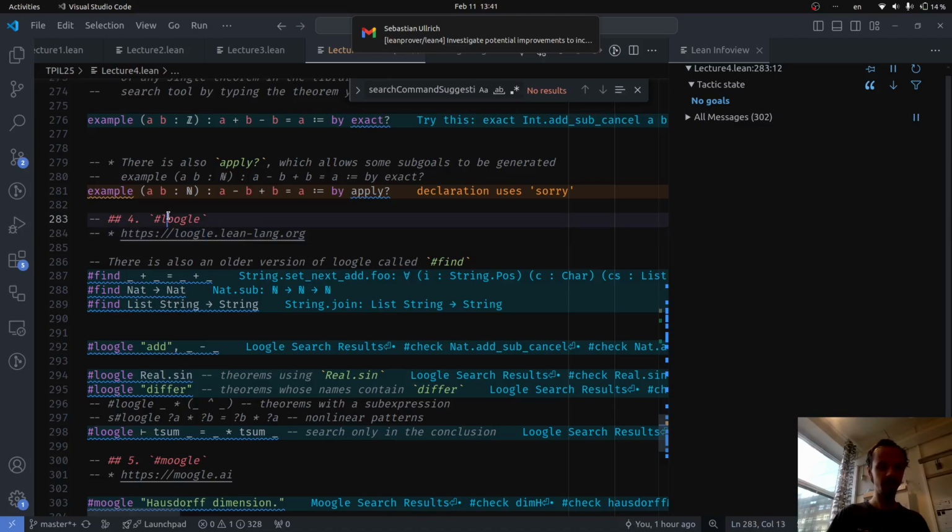And I want to show, I guess I should have two things here. There's find and there's Google.